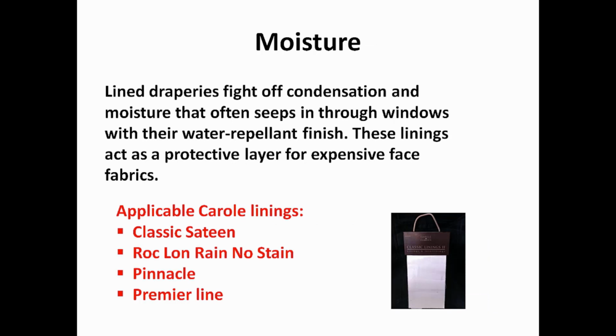Another consideration is moisture. Lined draperies fight off condensation and moisture that often seeps in through windows with their water repellent finish. These linings act as a protective layer for the expensive face fabrics. Now, we have specific linings in our program that actually work well to fight off condensation. Their names are Classic Sateen, Rocklon Rain No Stain, another lining called Pinnacle, and another lining that we call Premier Line. All of those, if you look on the back of the little tab that's on the back of the lining book, or on the back of the sample swatch itself, will illustrate that they are very much water repellent and those types of properties.